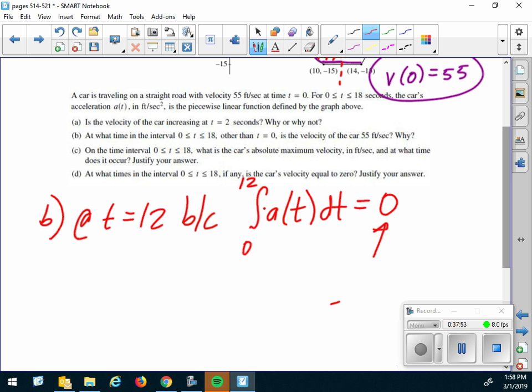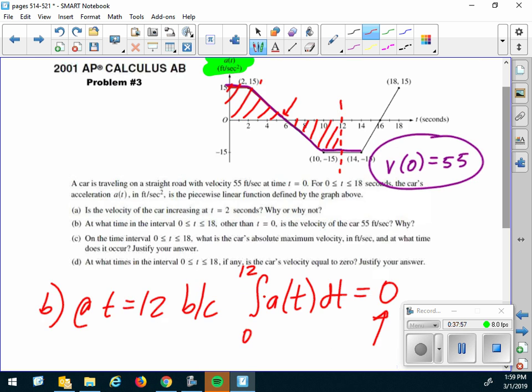Does that help? The other thing you could say verbally or write down in words is that the area from 0 to 6 and the area under the curve from 6 to 12 are exactly the same, but one's above the x-axis and one's below the x-axis. So you know the car was speeding up until time 6, and then it had to slow back down to 55 at t equal 12.